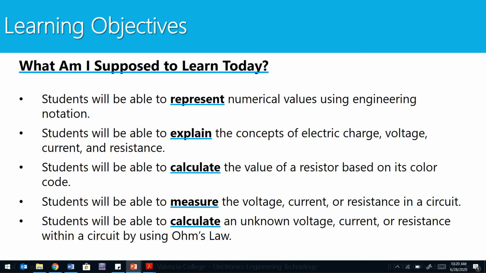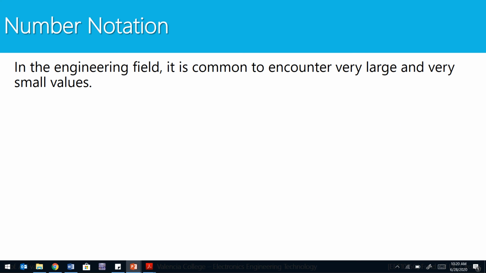We're going to review how to measure voltage, current, or resistance in a circuit, and then we're going to talk about Ohm's law and how we use that to calculate an unknown voltage, current, or resistance. So first I'm going to start with a quick review of number notation and more specifically engineering notation.